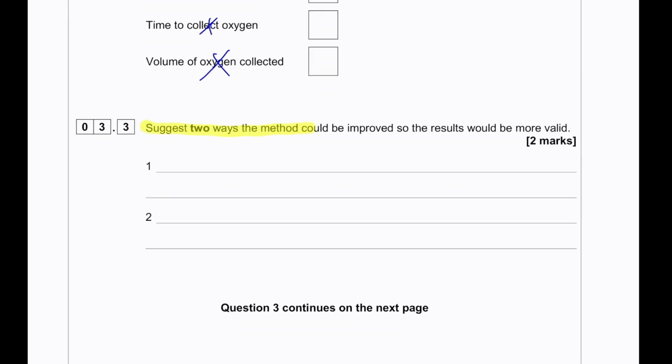So just 2 ways the method could be improved so that the results would be more valid. Any experiment can be made more valid when we repeat and calculate an average, when we control the temperature of the water, because the water temperature generally affects the rate of photosynthesis, and using different types of light bulbs can increase the temperature of the water.